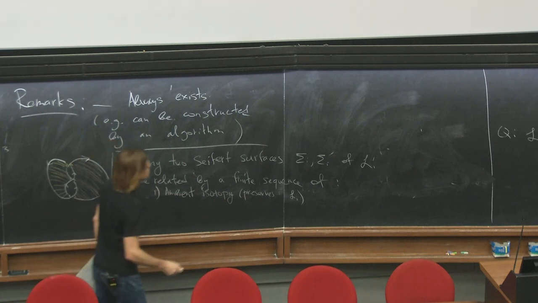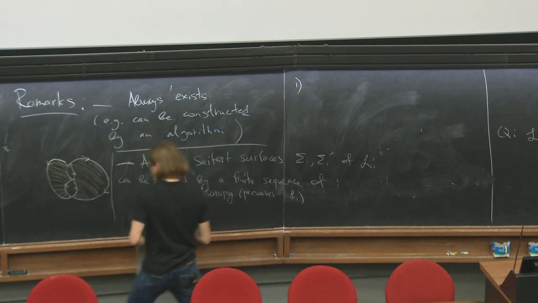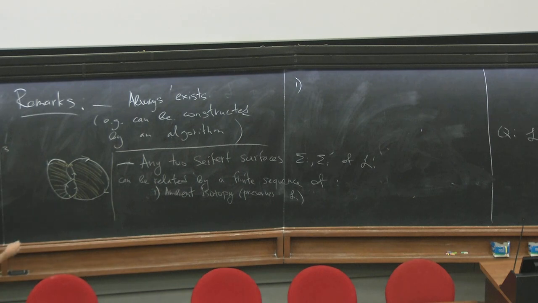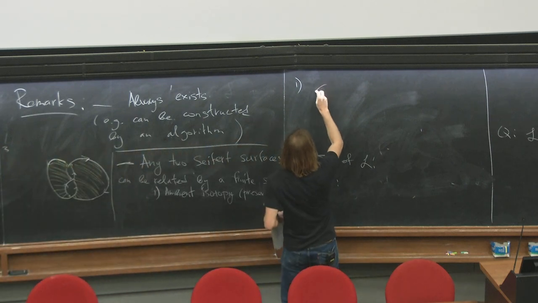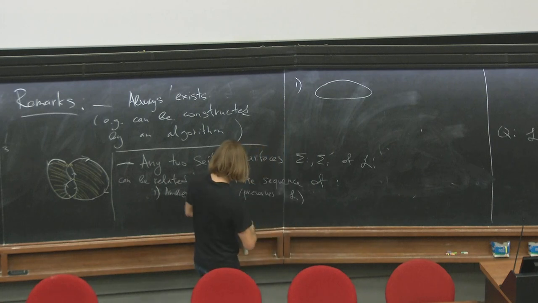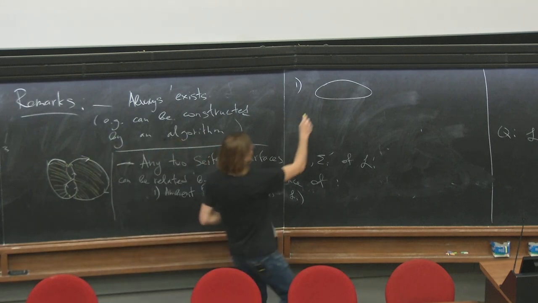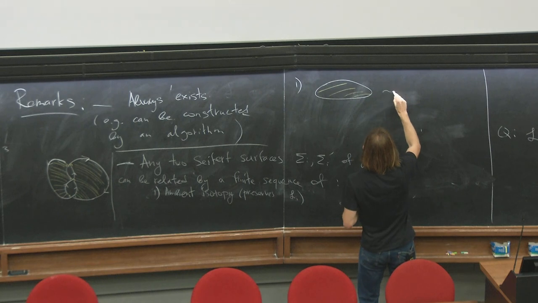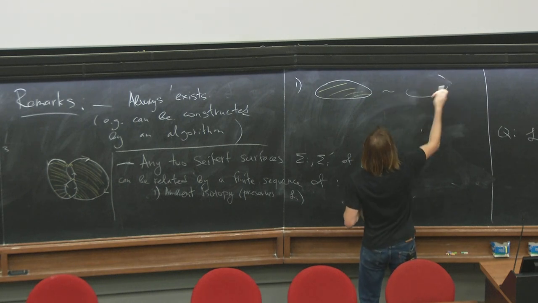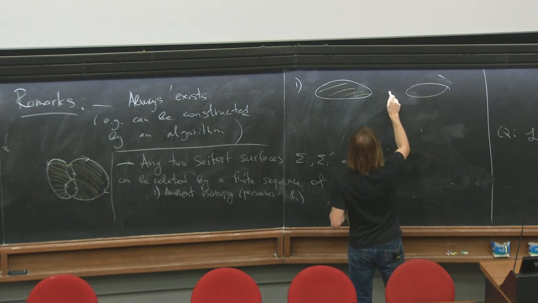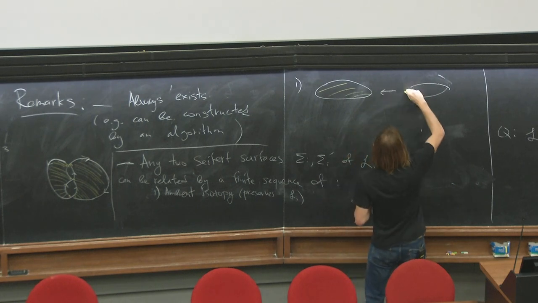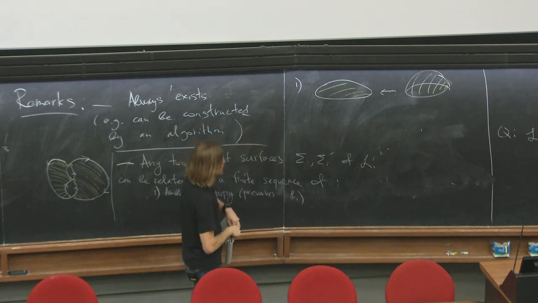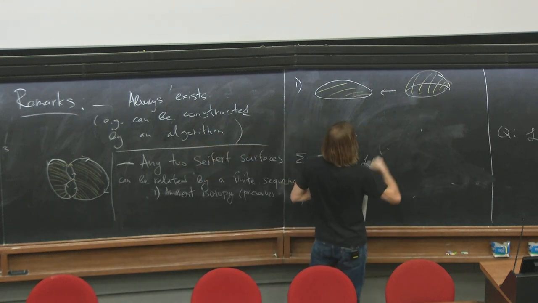Let me illustrate this on a simple case of a knot. I can start with just a flat disk here, and then I can continuously deform this disk, but the boundary is still the same. And I do this in a continuous way.